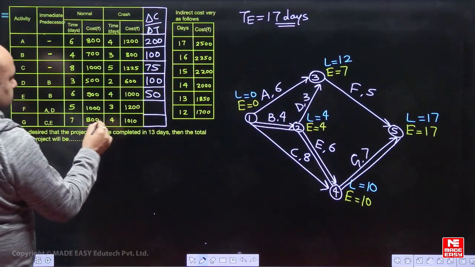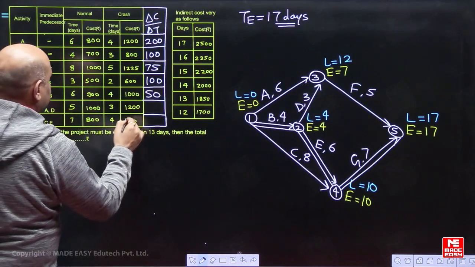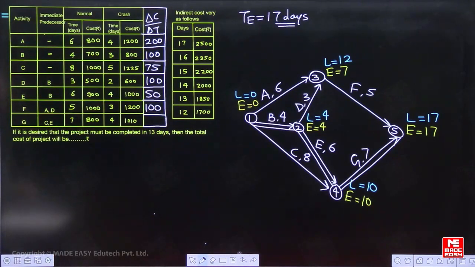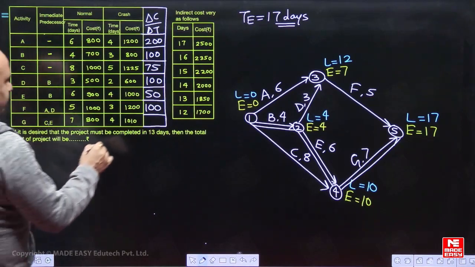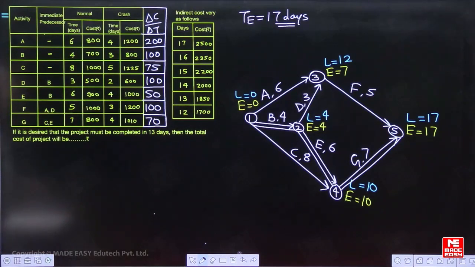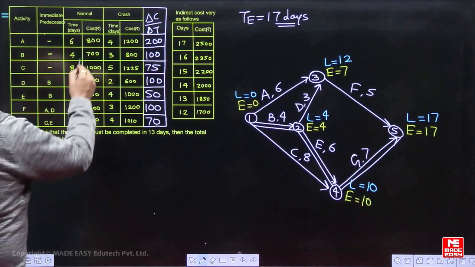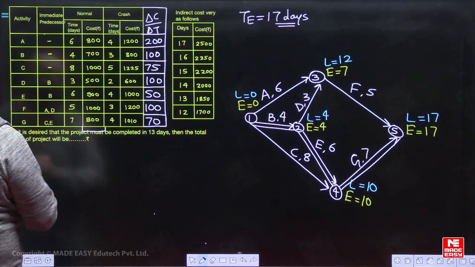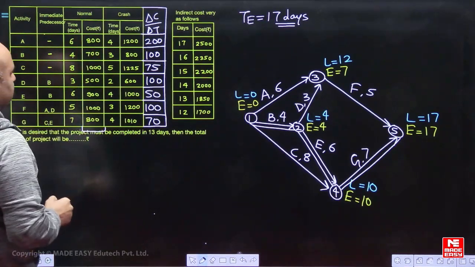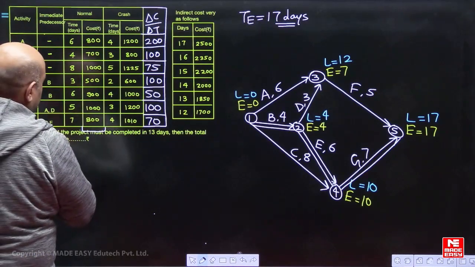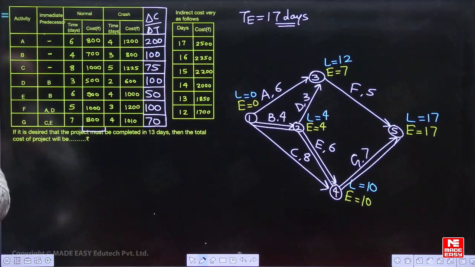Then 200 divided by 2, 100, and 70. Those are the cost slopes. Then we'll take the sum of these, that will give the total normal cost. Their summation will give the total cost. So we'll take the sum of all these. So that comes out to be 5,700.